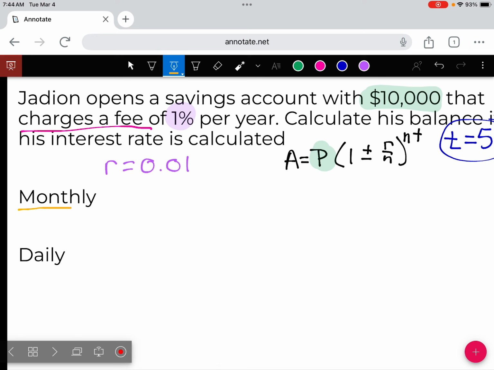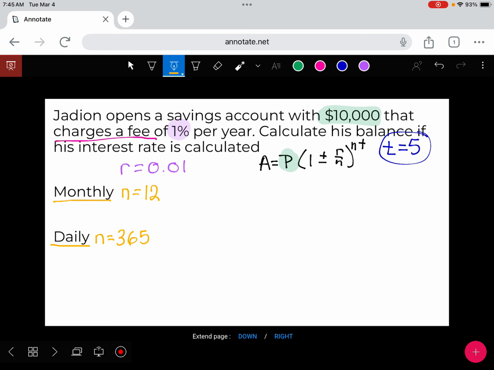For monthly, what's my N going to be? 12. How about for daily? You can assume non-leap year unless specified. So how many days in a year typically? 365. If we're feeling really petty, you can do 365.25, but we're not.